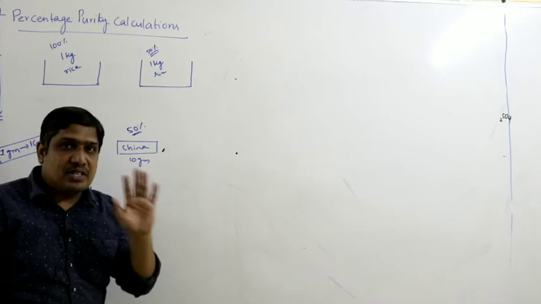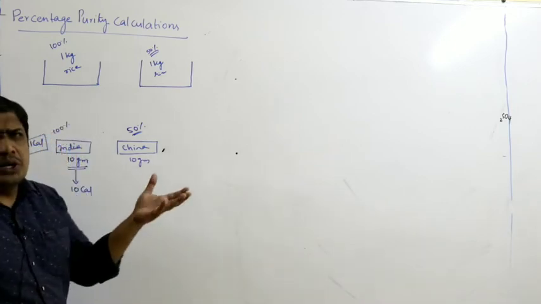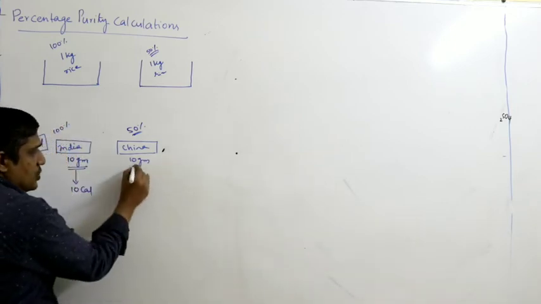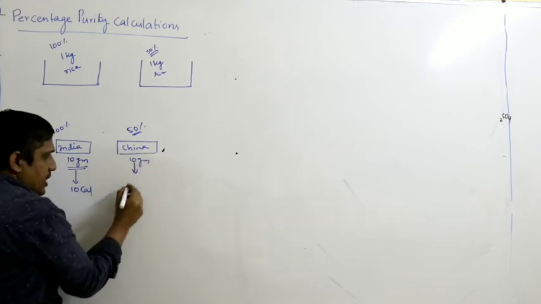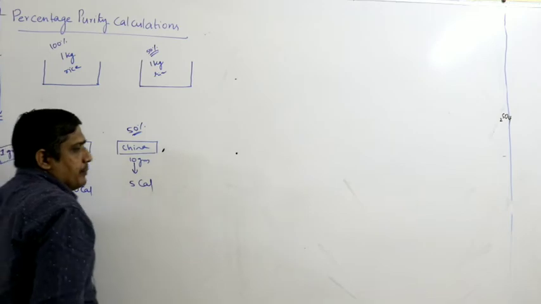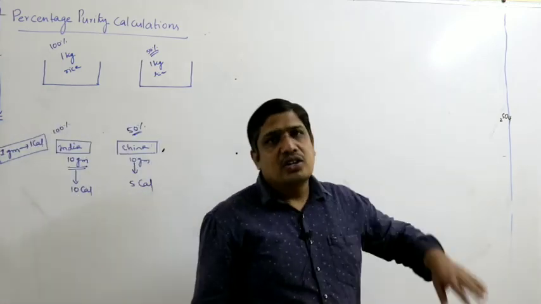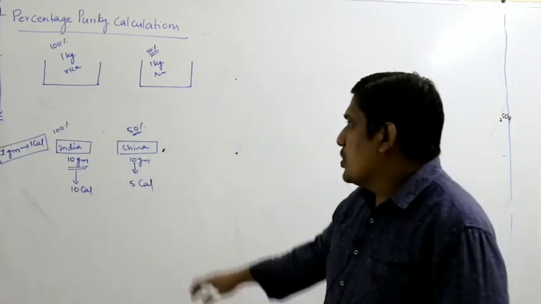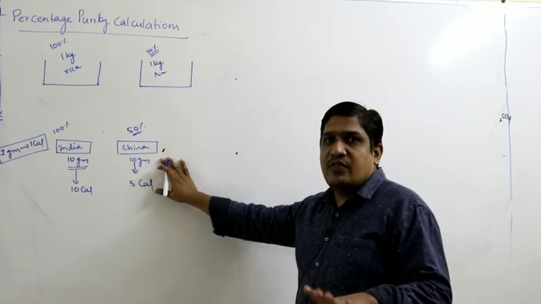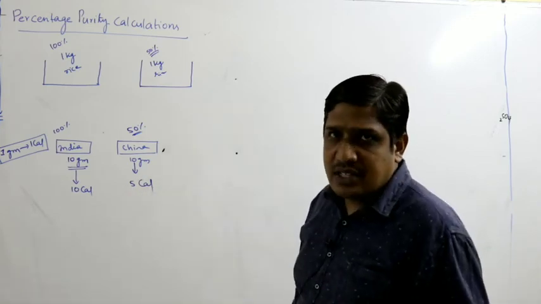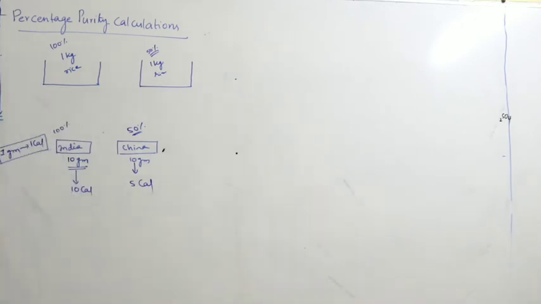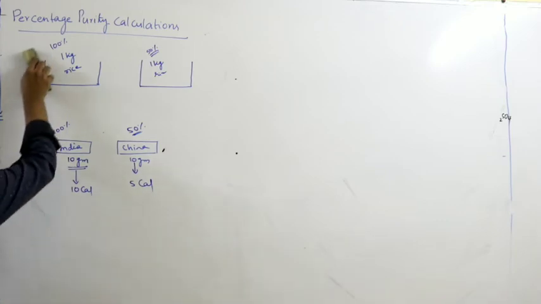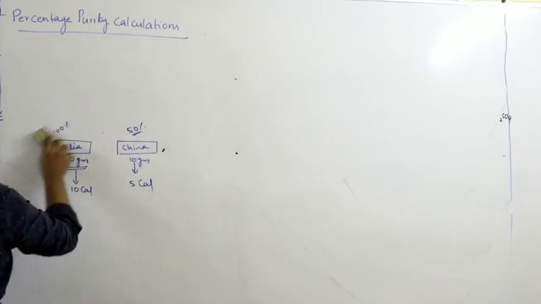Since this is 50% pure, the impurity does not contribute any energy. So only 5 grams is chocolate, and 5 grams is impurity. Therefore it will provide only 5 calories of energy, because out of 10 grams there is only 5 grams of chocolate, and the remaining 5 grams is impurity. So how do you find such percentage purity? I hope that you have understood the meaning of percentage purity.